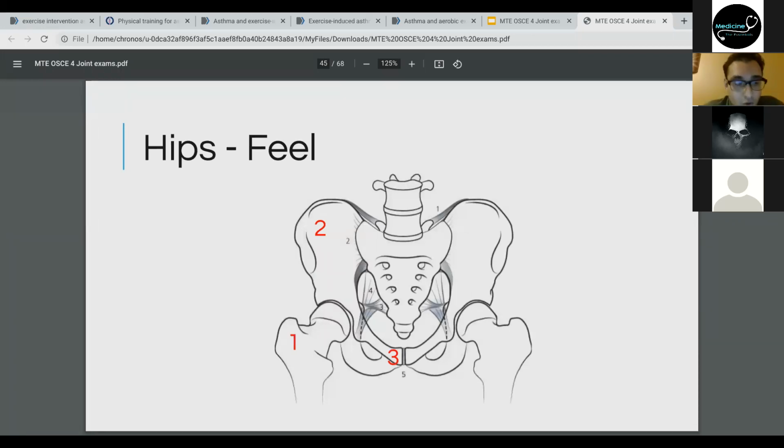Feel tends to be really short for the hips, so you want to feel for the greater trochanter, feel all the way up to the ASIS, and then down towards the pubic symphysis. Most of the time, the examiner will stop you before you get to the pubic symphysis because it's a little bit invasive for the patient.